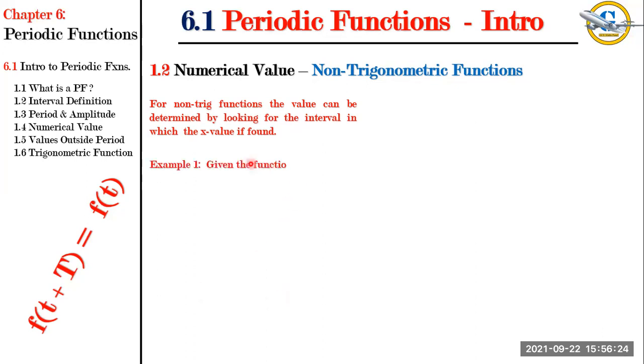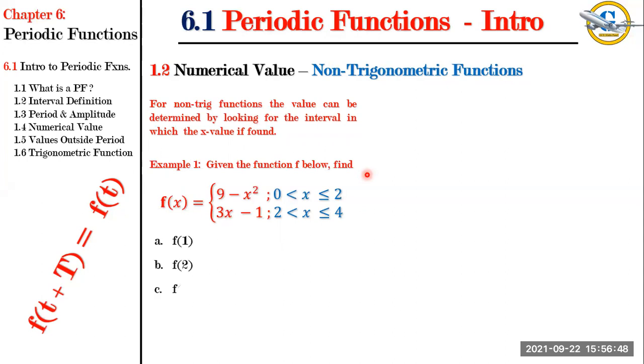For example, given the function f below, f of x is equal to 9 minus x squared defined from 0 to 2, and 3x minus 1 defined from 2 to 4 inclusive. Now I want us to find the following values: f of 1, f of 2, f of 3, f of 4. And so how do we do this? The first thing I have to do here is to look for this x value of 1. In which of these intervals is it found?